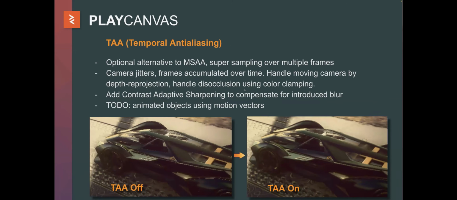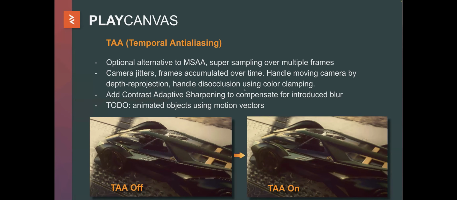Okay, the other bit we've done is the TAA, temporal anti-aliasing, and that's the alternative to multi-sampling. Basically, it's like super sampling, but it happens over many frames instead of paying the cost every frame. So the solution here is fairly straightforward, similar to many other papers online. Camera jitters subpixel every frame, and the frames are accumulated over time.